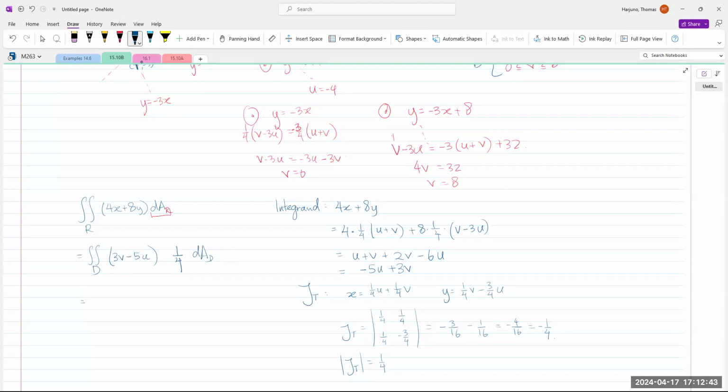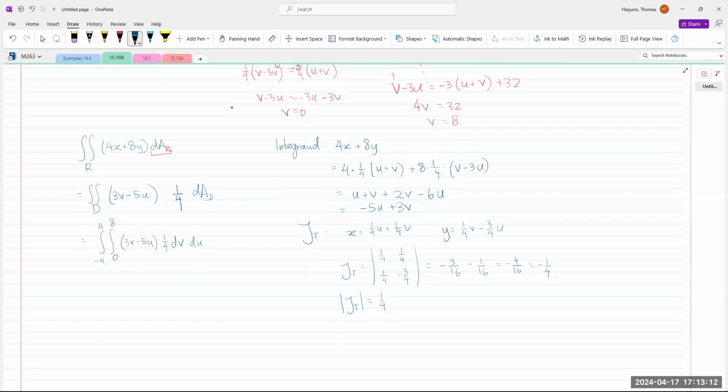Now, if I put in more details, that will be the integral from -4 to 4 for the du, from 0 to 8 for the dv, and then 3v minus 5u times 1/4 dv du. Now I believe you can integrate that already. And again, that's not really the issue though.